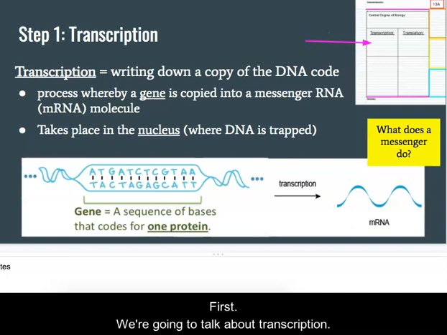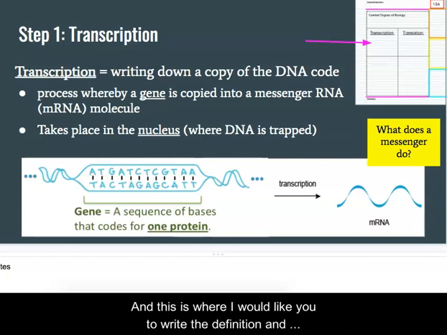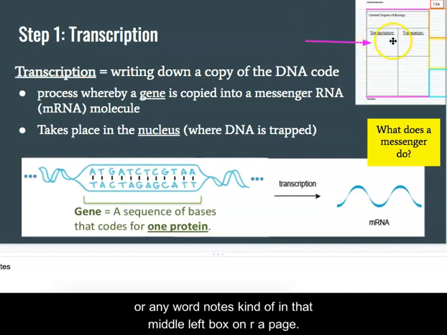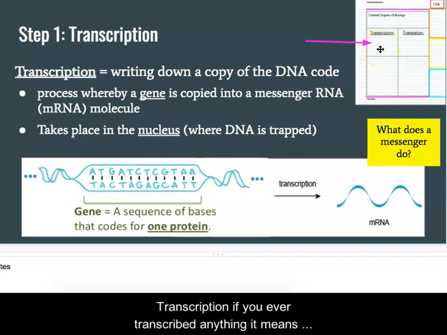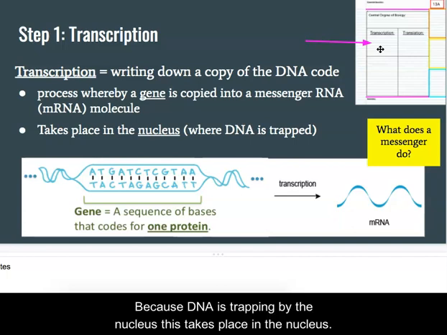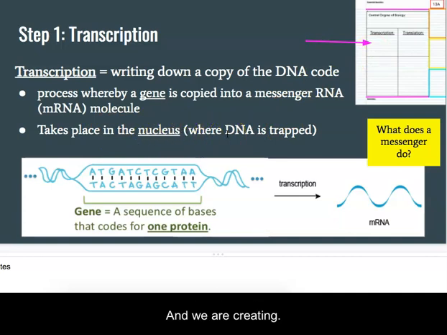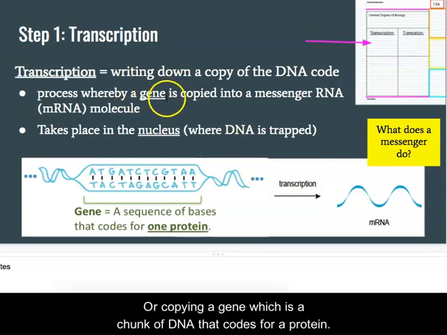All right, so first up, we're going to talk about transcription. This is where I would like you to write the definition and/or any word notes in that middle left box on our A page. Transcription, if you've ever transcribed anything, means to write. So transcription is writing down a copy of the DNA code. Because DNA is trapped inside the nucleus, this takes place in the nucleus, and we are copying a gene, which is a chunk of DNA that codes for a protein.